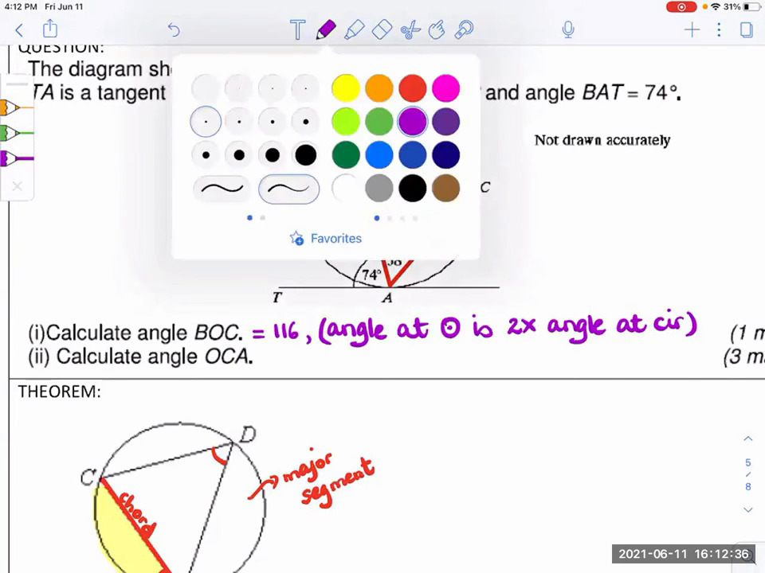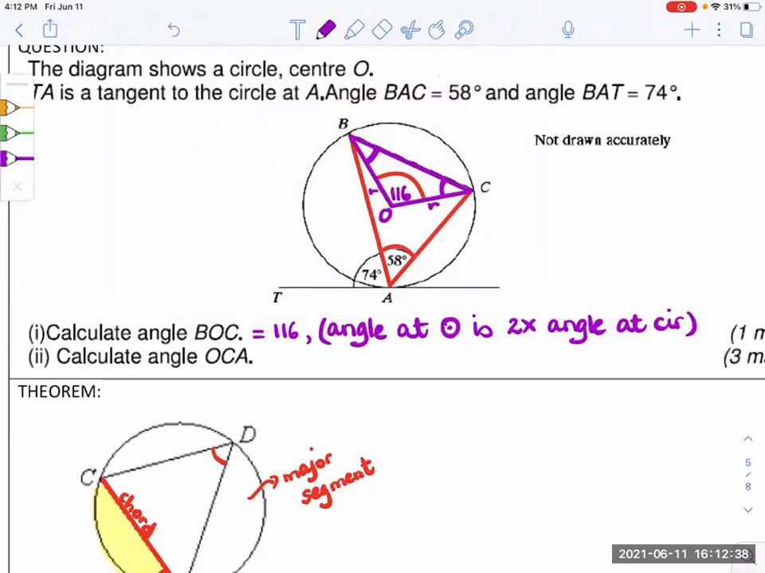I got 32 degrees. Could anybody confirm that? Yes, miss. Right, 32 degrees. Now, watch this. Let me draw this in a different color. This is a chord. This is my tangent. And this is the opposite angle.